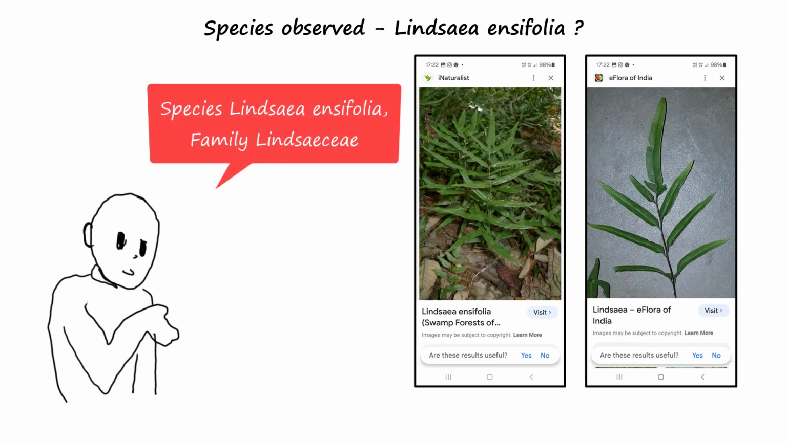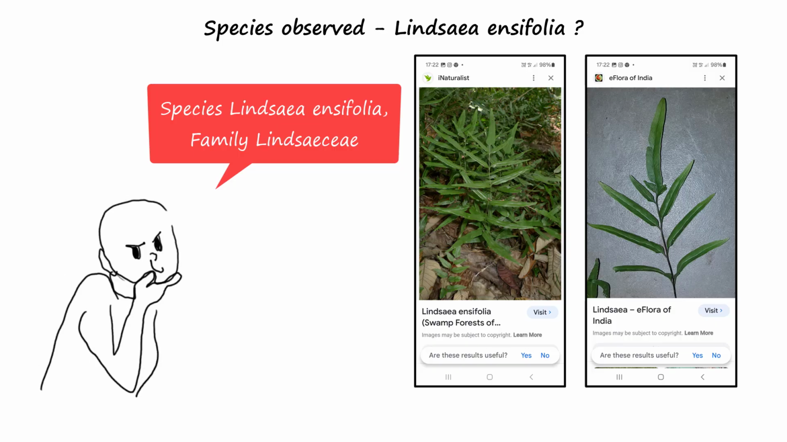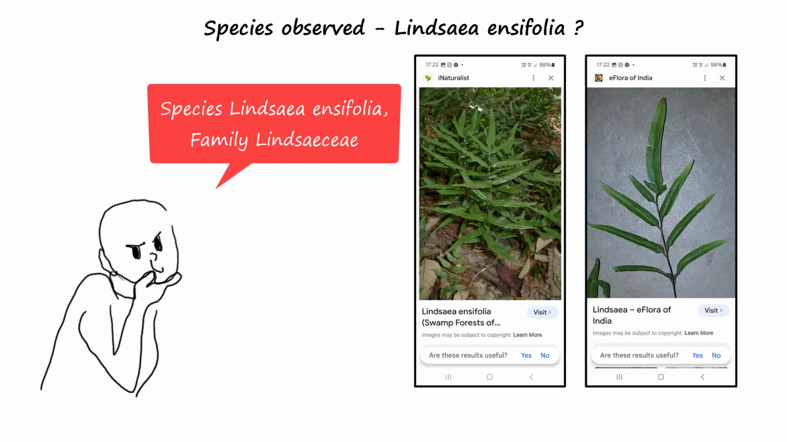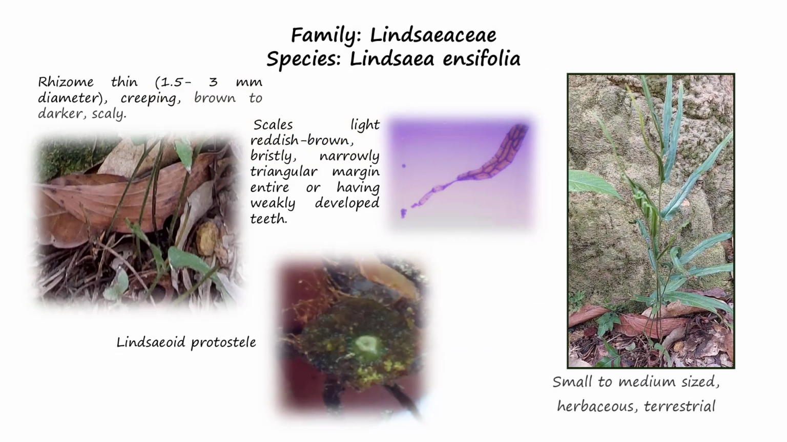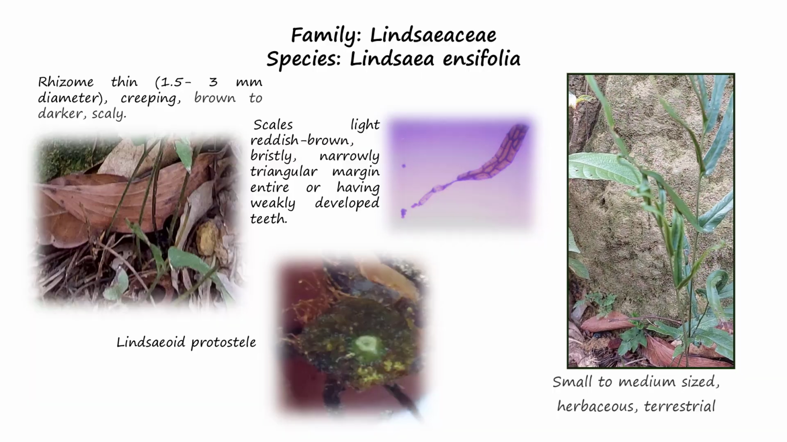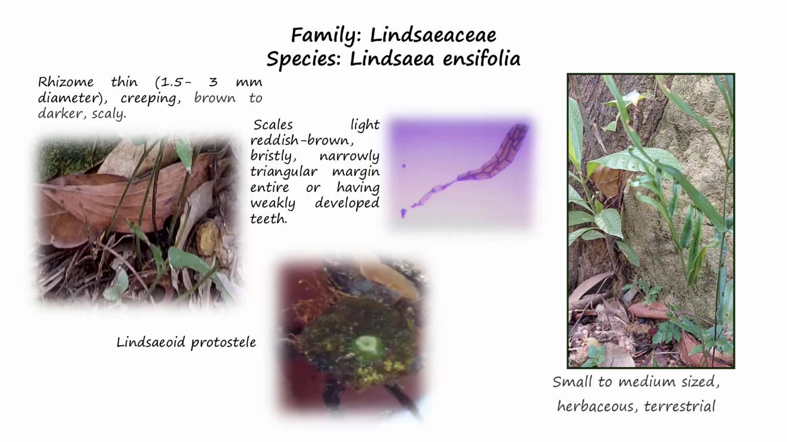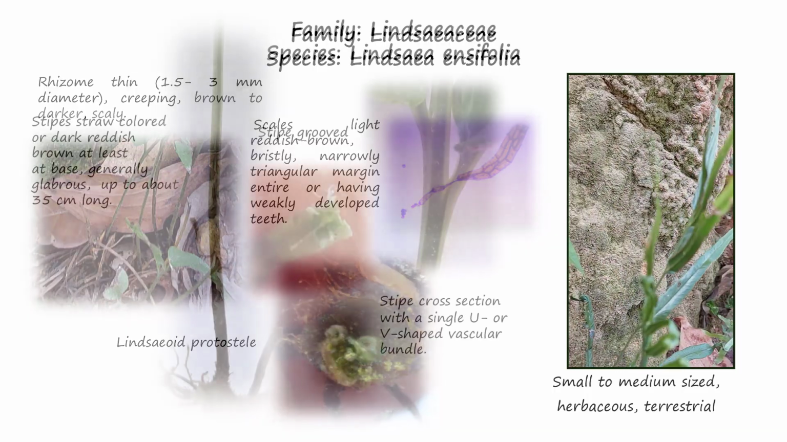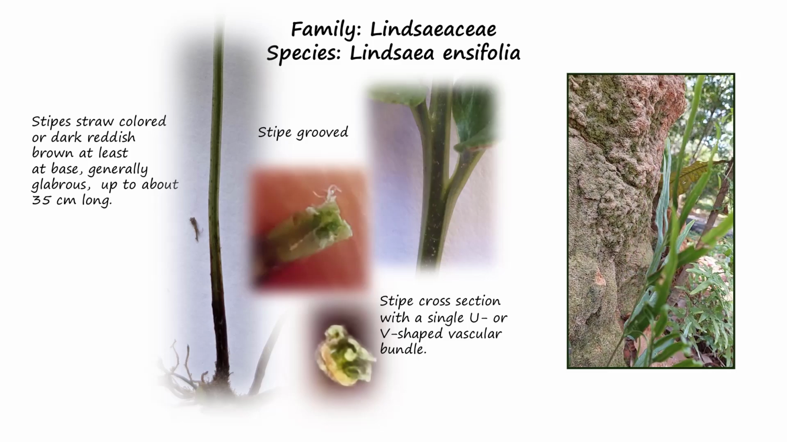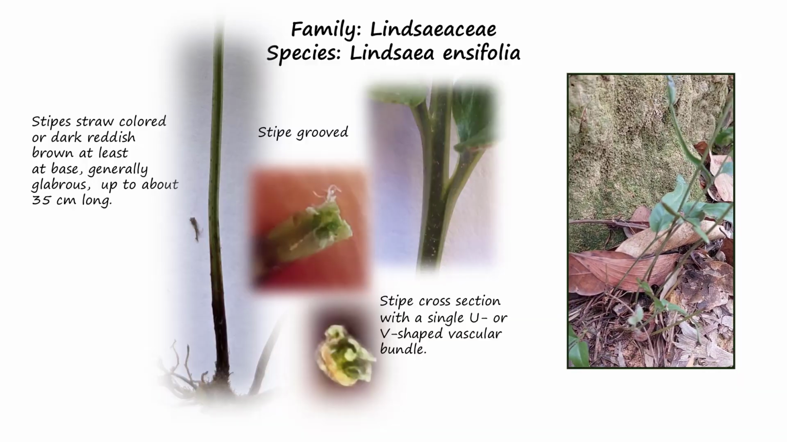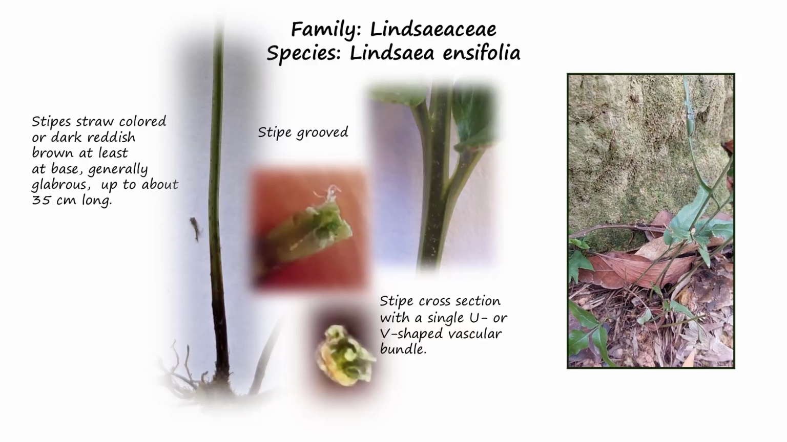Thus, the initial species identification as Lindsaea ensifolia seems correct and is supported by the presence of the following characteristics which are reported for Lindsaea ensifolia. Small to medium-sized, terrestrial, rhizome thin, creeping, adorned with light reddish-brown, bristly, narrowly triangular scales, rhizome cross-section revealing a Lindsaeoid protostele. Stipe straw-colored to reddish-brown at the base, grooved and generally glabrous. Its cross-section shows a single U or V-shaped vascular bundle.